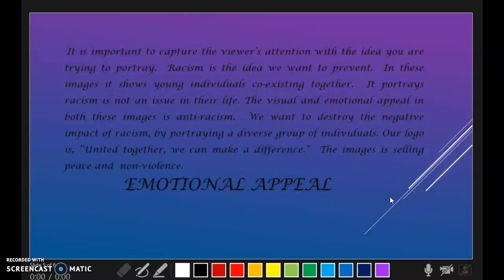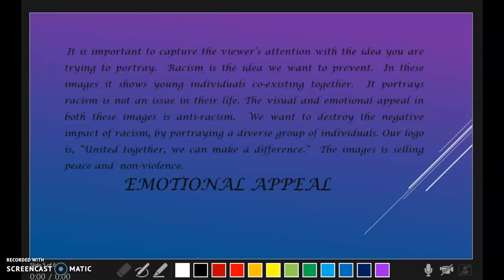It is important to capture the viewer's attention with the idea you are trying to portray. Racism is the idea we want to prevent. In these images, it shows young individuals coexisting together. It portrays racism is not an issue in their lives. The visual and emotional appeal in both these images is anti-racism.